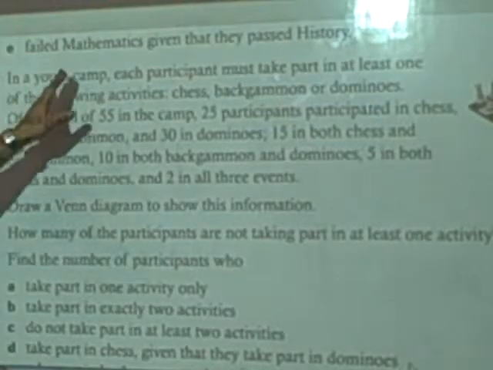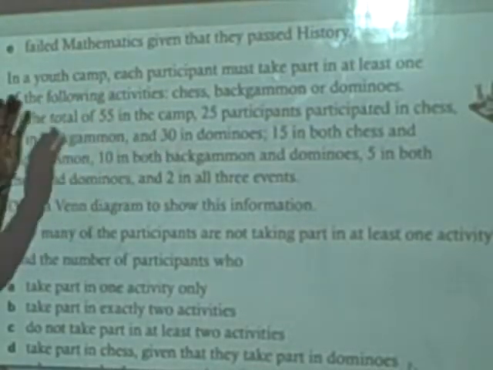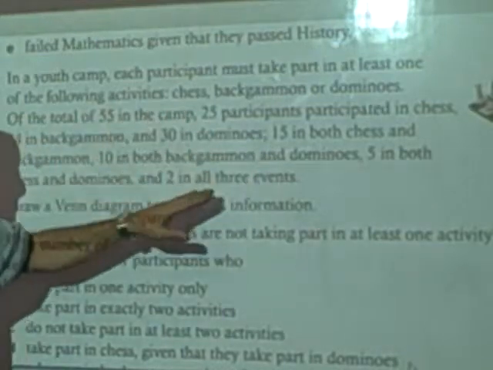So you'll want to have this in front of you while we do it, because I'm going to have the Venn diagram up, and I will have this in front of me as well. So we're going to take this information and put it into the Venn diagram. All right? Notice the order they give it in. First, they give all the ones that are in chess, backgammon, and dominoes. That's one big set. Then they give the double intersections.